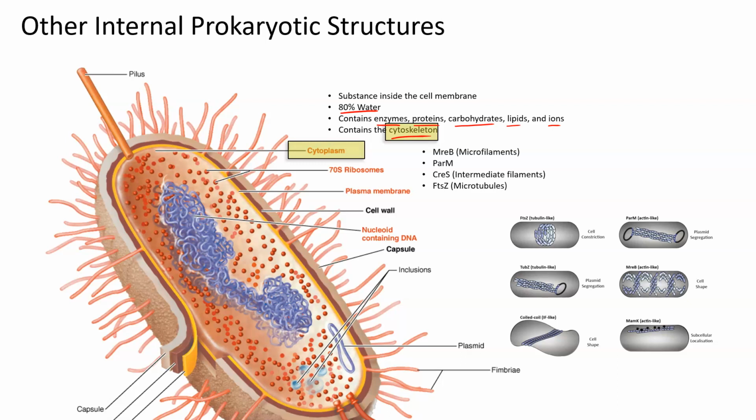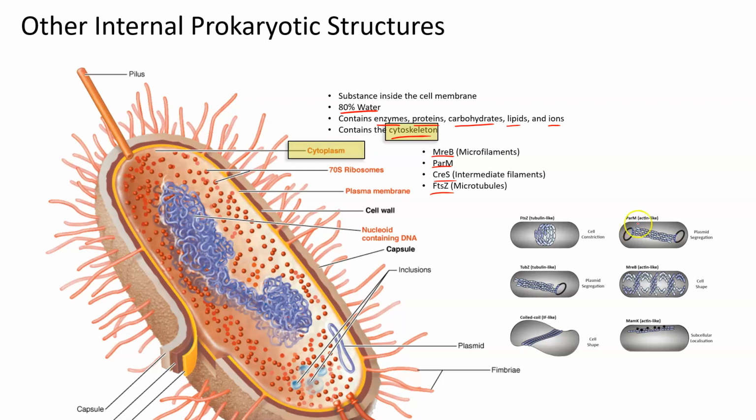There are different cytoskeleton components that all do different things in a cell. Again, we are not talking eukaryotic cytoskeleton components. We're talking prokaryotic cytoskeleton components. There are all 4 of these different types of cytoskeletons: MreB, ParM, CreS, and FtsZ. All of these make up different cell cytoskeleton components that all do different things.